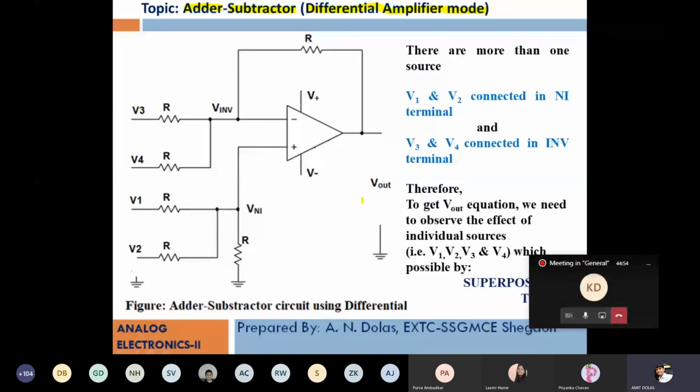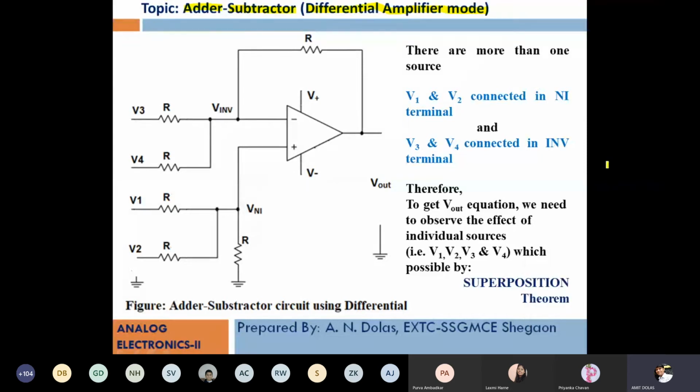Okay. So here we need both the operations together. That is V1 and V2 will be added. Why are these added? Because V1 and V2, these two are together connected to the non-inverting terminal. So it will act like a non-inverting adder, V1 plus V2. Similarly, V3 and V4 are together connected to the inverting terminal of the differential amplifier. So they will be added together, that is V3 plus V4.